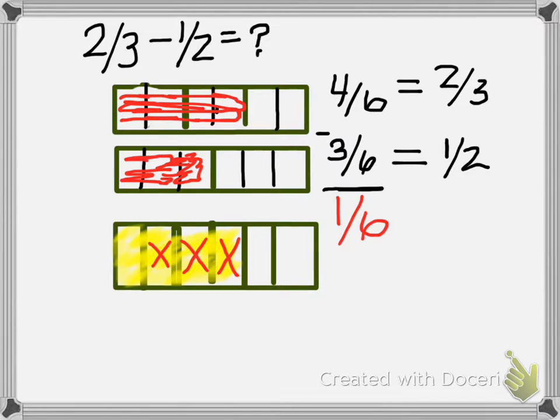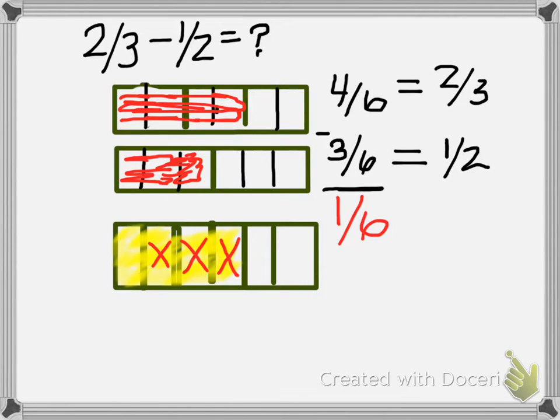Again, I notice that they have unlike denominators. When I list the multiples of 3 and 2, I notice that they have 6 in common. So I will divide my fraction bars into 6 equal pieces. I will shade in 4/6, which is the same as 2/3. I will then shade in 3 of the 6, which is the same as 1/2.